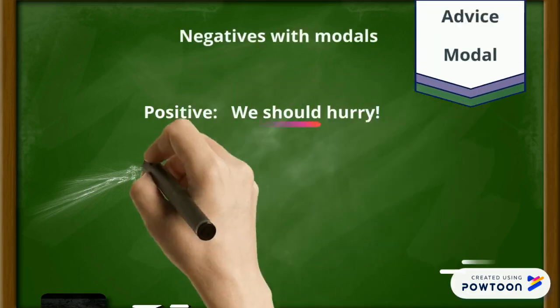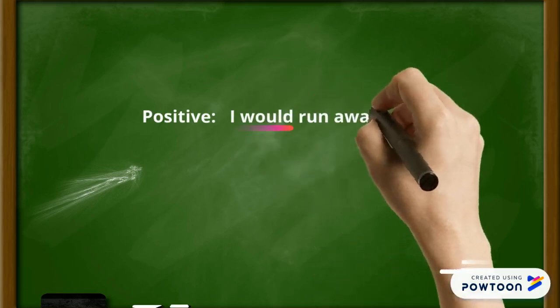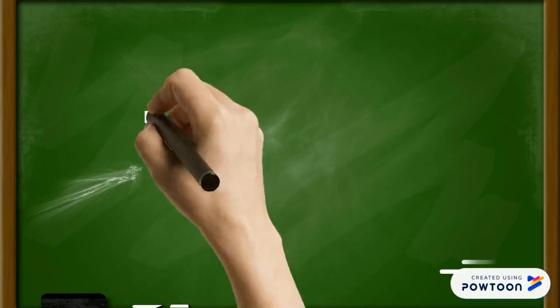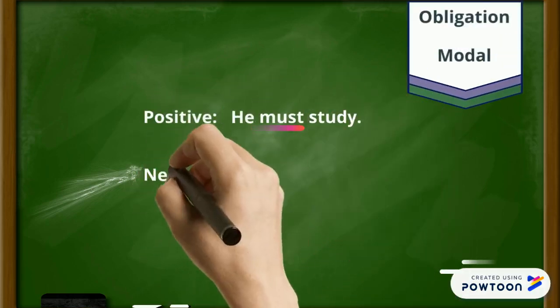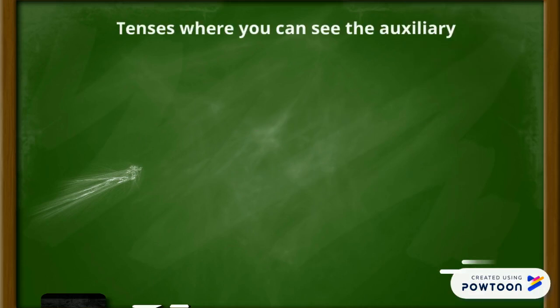We should hurry. We should not or shouldn't hurry. I would run away. I would not or wouldn't run away. He must study. He must not or mustn't study. Let's move on to other tenses.